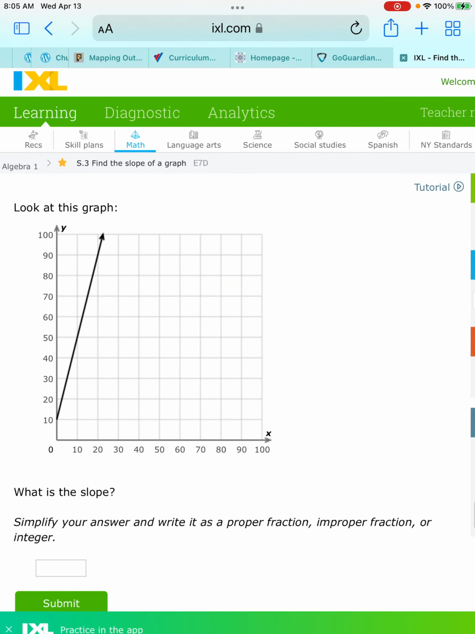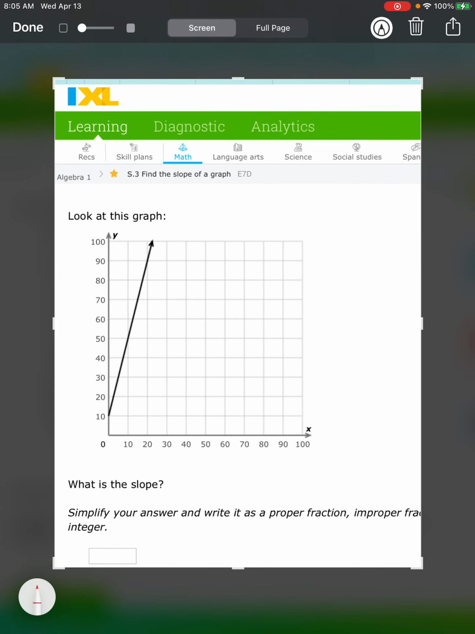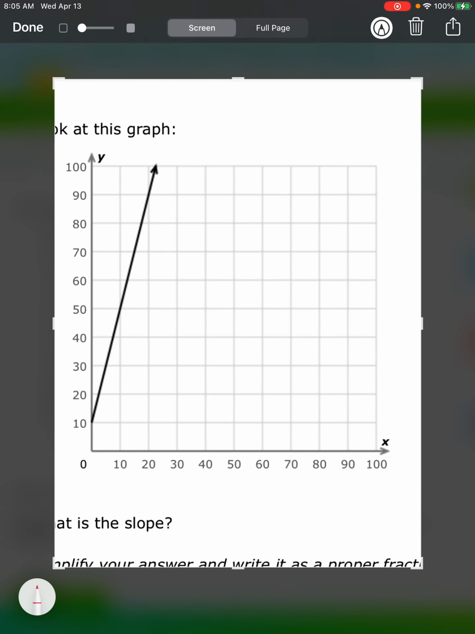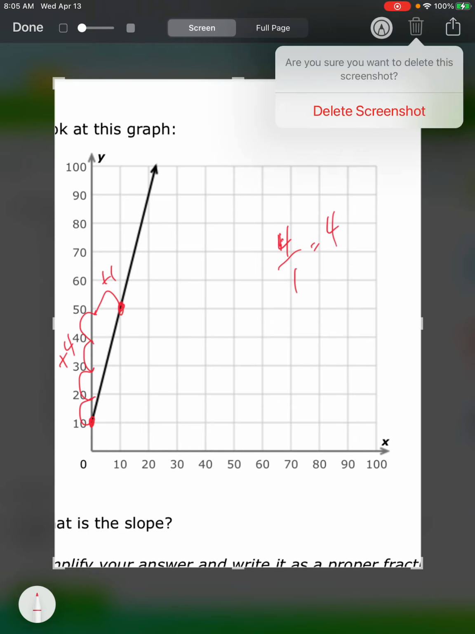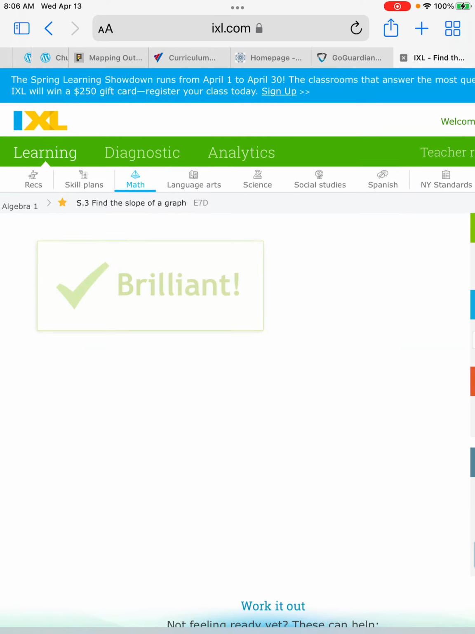All right, let me do another one. I'm going to do 3 examples. Here I just enlarged this. I need 2 places where it's going through a corner. Here is one, it's starting at a corner, and here is another. So I'm going up, I'm rising 1, 2, 3, 4. I'm rising 4, I'm running 1. So the slope is 4 over 1, which is 4. So I go here and I put in 4. Then I submit it and it's done.